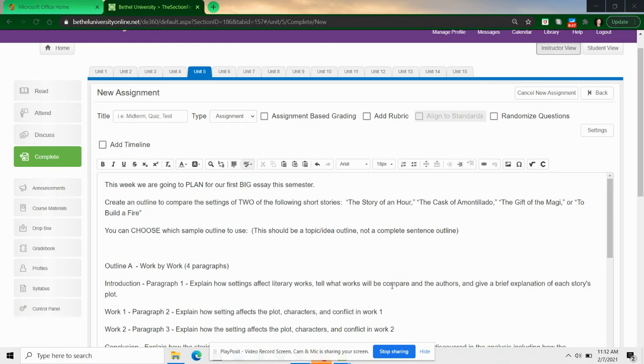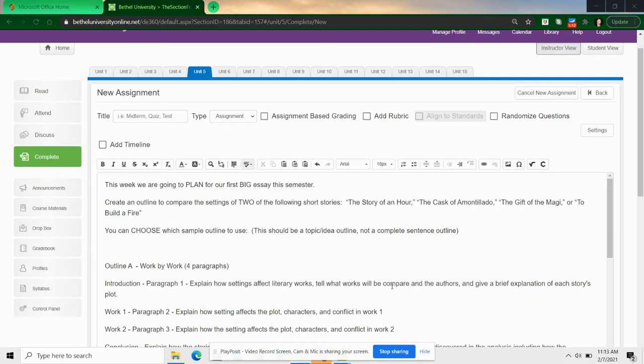So make sure that you read The Story of an Hour, which has a lot of irony in it. It's very, very short. Make sure you read The Cask of Amontillado, which is an Edgar Allan Poe short story, so you know it's going to be a little dark and spooky. The Gift of the Magi, which also has some really great irony in it, and the setting is a very interesting addition to the information that you'll find in that short story. And of course, To Build a Fire, which I know that you've read because you wrote about it last week.